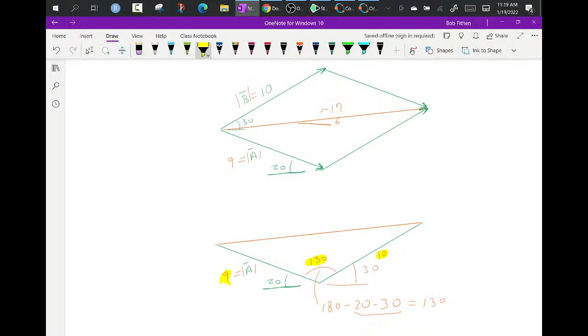So with that in mind, let's go ahead and do that over here. Law of cosines. Okay, I need to call out what this side or length is going to be. Instead of listing them as symbols, I'm going to list them as numbers: 9 squared plus 10 squared, minus 2 times 9 times 10 times the cosine of the angle between them, 130.